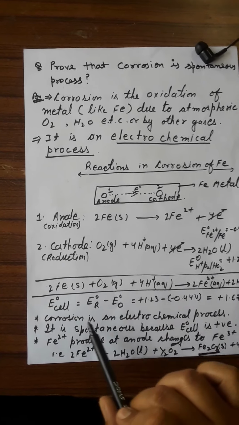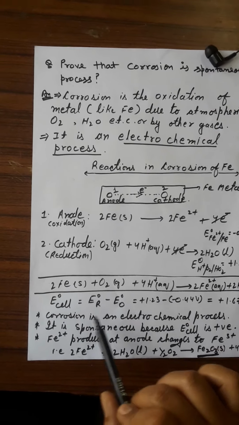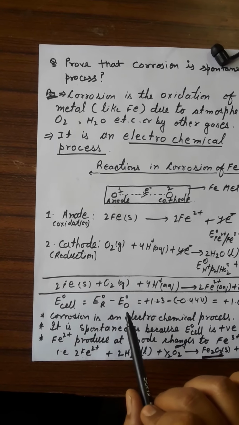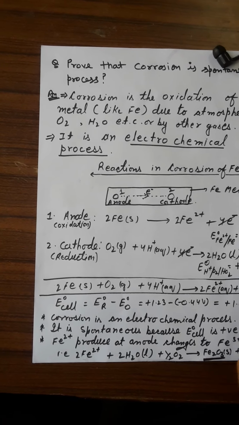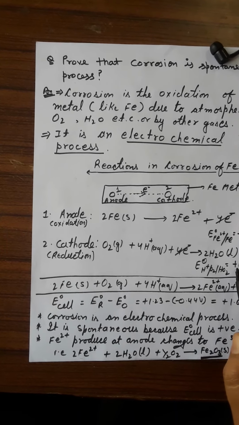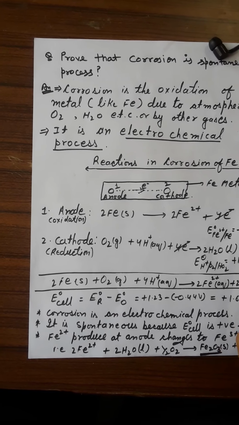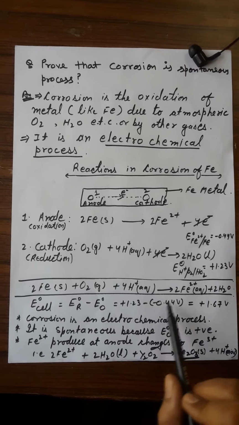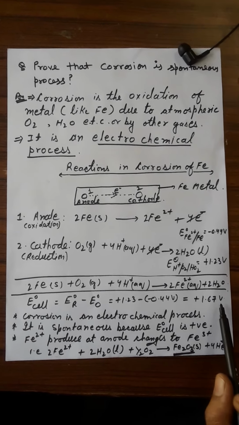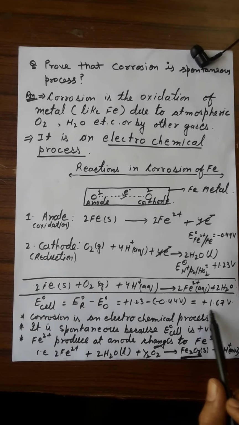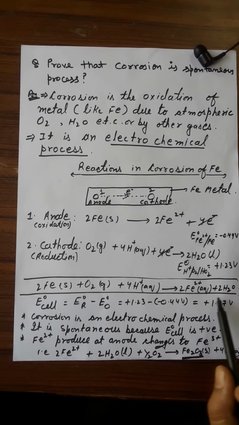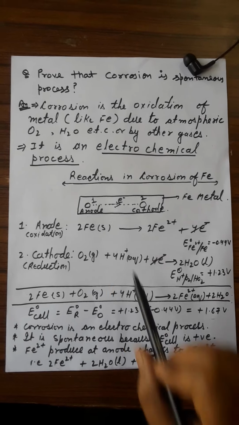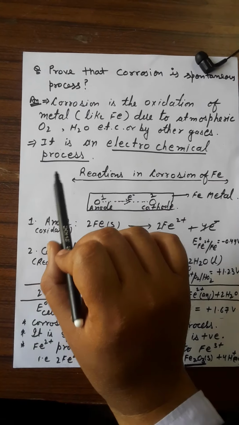In the redox reaction, you know the standard potential of the cell can be calculated as the standard reduction potential at the cathode minus the reduction potential at the anode. That is plus 1.23 volt minus (minus 0.44 volt), right? And the total becomes plus 1.67 volt. After subtraction, we get this value. Because the electrode potential is coming in positive terms, we can say corrosion is an electrochemical process. Always remember, corrosion is an electrochemical process.